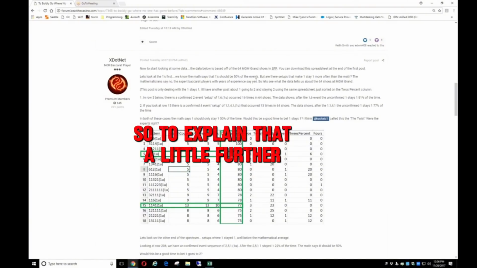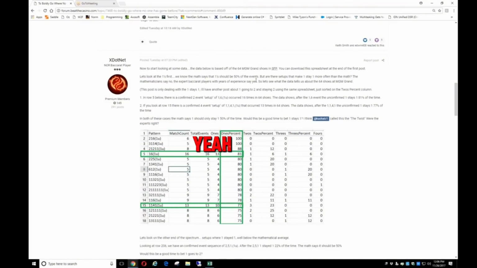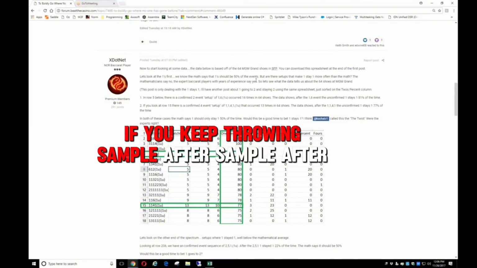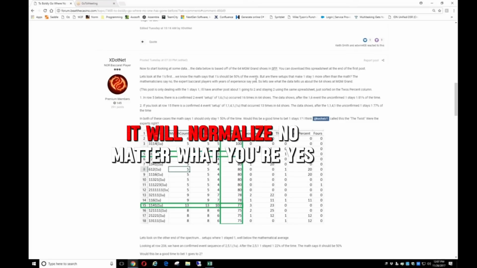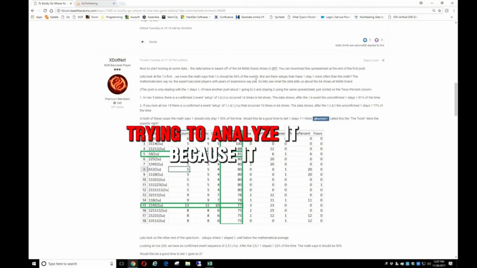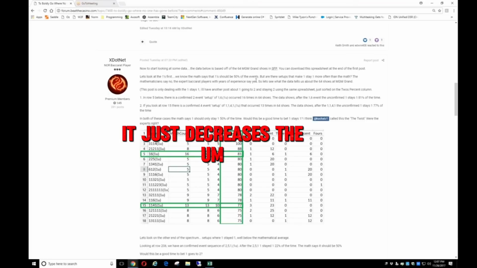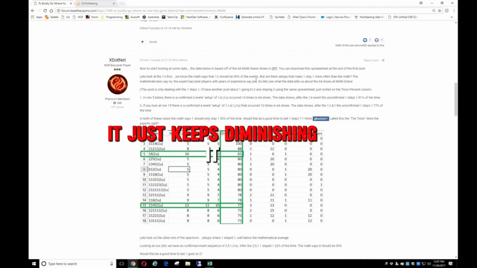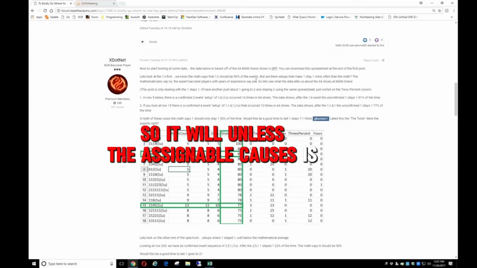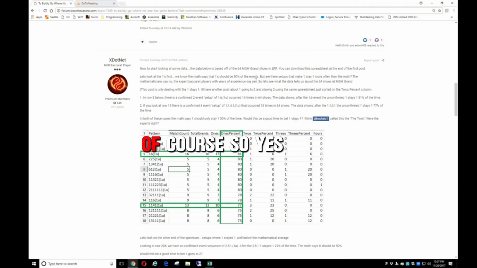So to explain that a little further, you need a large data set. Yeah. But you can't have too much data or it flattens it out. Well, absolutely. But honestly, you don't need it. That's basic statistics. Even if you have an assignable cause in some sort of system where it's way out of whack, if you keep throwing sample after sample, more population into it, it will normalize no matter what you're trying to analyze, because it just decreases the significance of each data point. It just keeps diminishing it. So it will, unless the assignable cause is so profound that it never ends, of course. So yes.